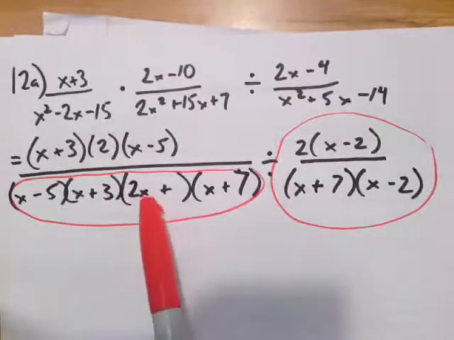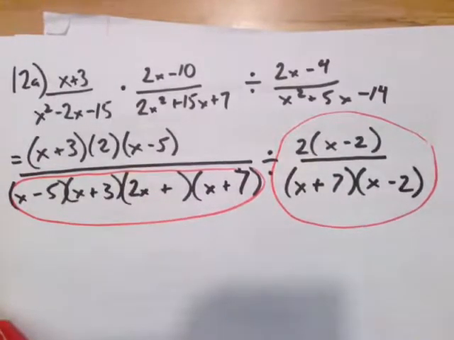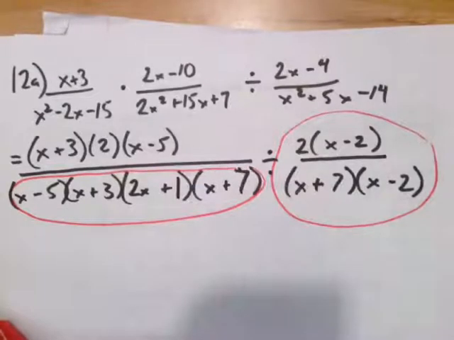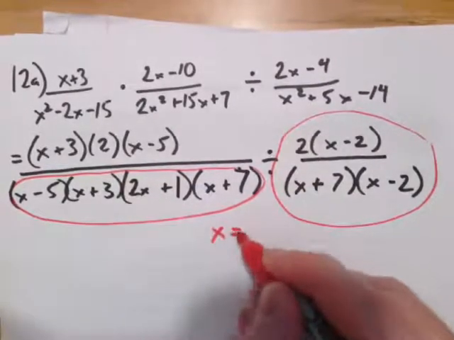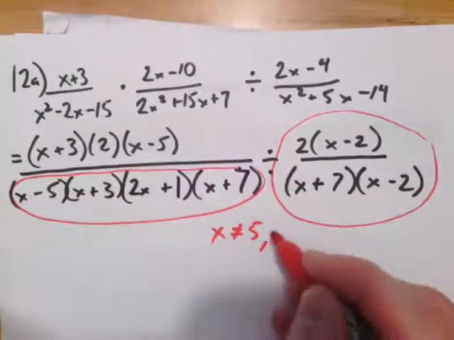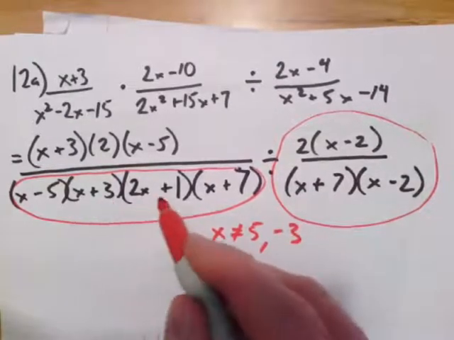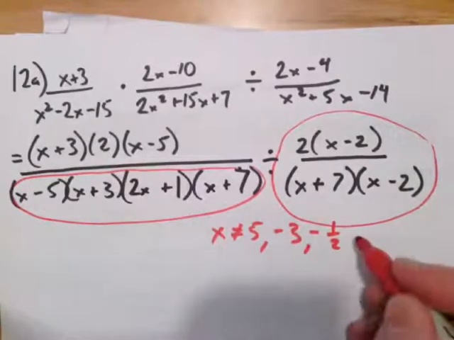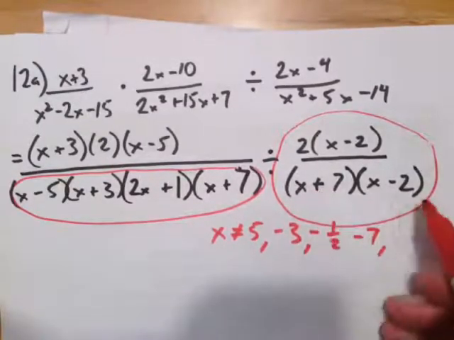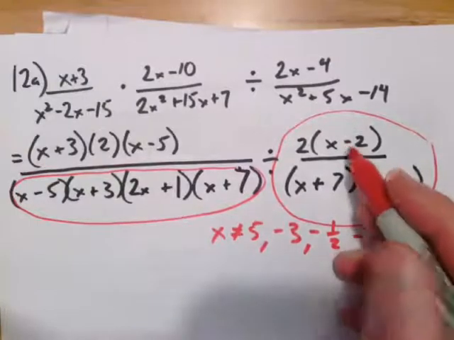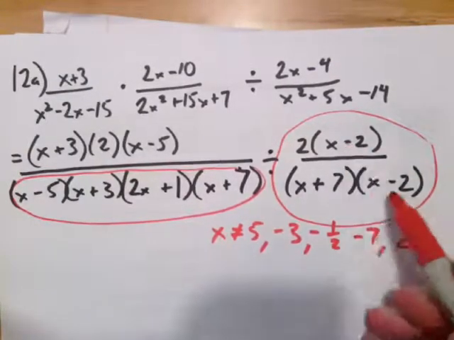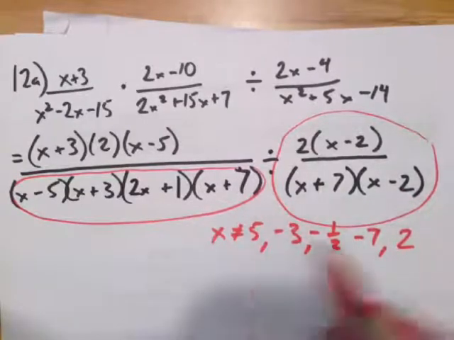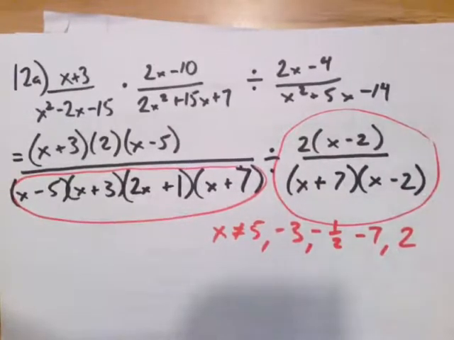You can, 2x plus 1. You can even write the non-permissibles now, so you don't forget. x cannot equal 5, negative 3, negative a half, negative 7, that's covered there, and 2, which is covered on top as well. Okay, this we got lucky because we got covered for here. These are our non-permissibles. I'll just add this to the bottom at the end.